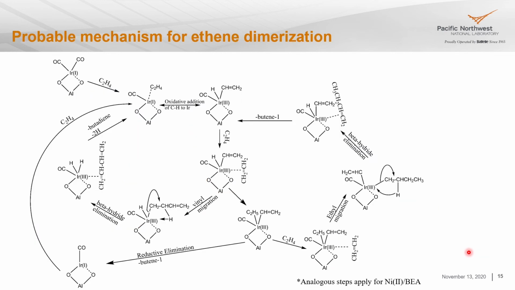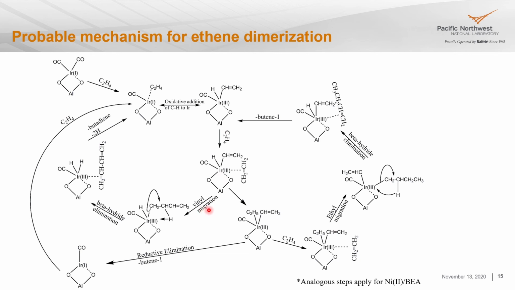Taking all of this together, we can propose a mechanism. It's shown here for iridium, but we propose that an analogous mechanism can be drawn for nickel 2+. It's just we will have the absence of the carbonyl species. So the first step, after adsorbing an ethene and displacing one of the carbonyls, would be oxidative addition to form this iridium hydride. Then the second ethene comes in. We showed this fragment taking place. And this is where the mechanism branches.